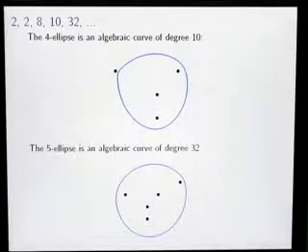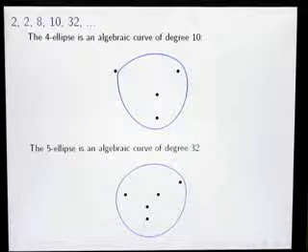Well, let's see how this continues. So here's an example of a 4-ellipse. Of course, if you make the radius small, it doesn't have to contain all the points, right? So the radius could be big or small. And it turns out the 4-ellipse is an algebraic curve of degree 10. So again, the irreducible polynomial that vanishes on this blue curve has degree 10.